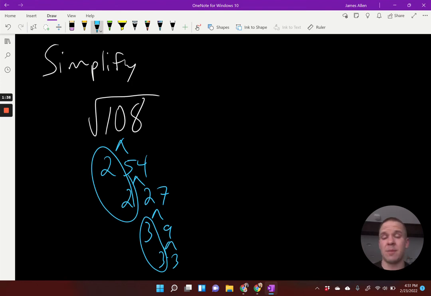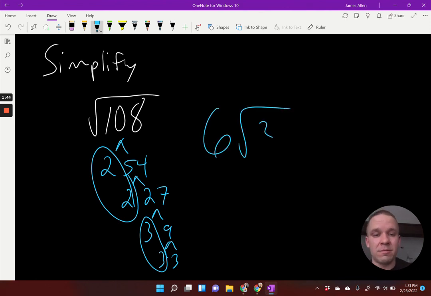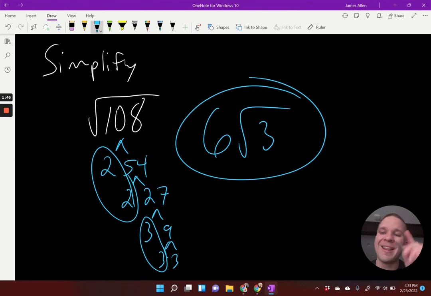So what do I do with this? I'm going to take the 2, I'm going to take the 3, multiply them together to get 6 on the outside of the radical. That 3, it's got to stay chilling inside the radical. That is it. That was radical. Awesome sauce.